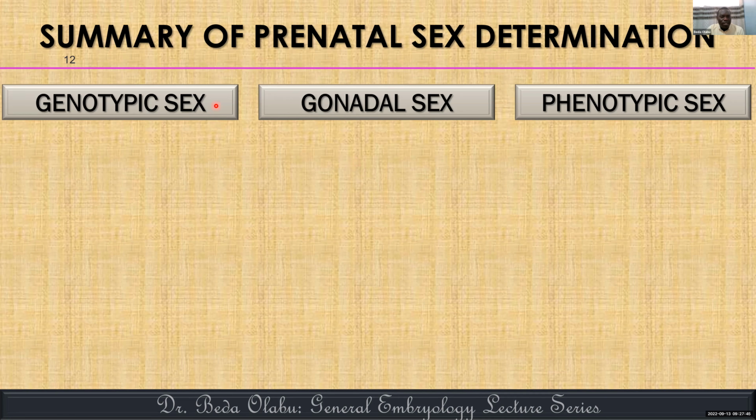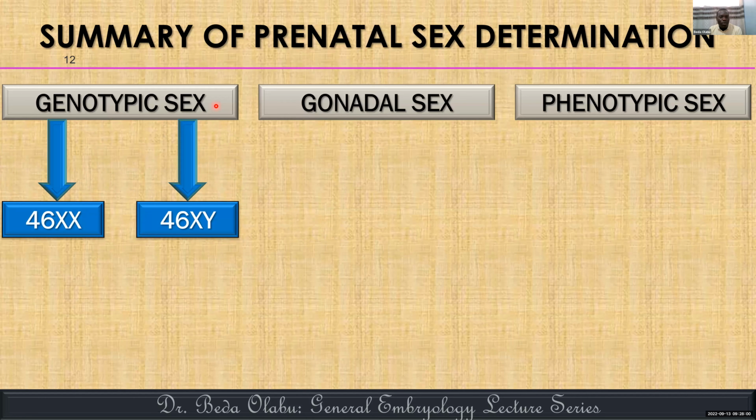The first type of sex is what we call the genotypic sex. The genotypic sex is also called the chromosomal sex. This, we just ask ourselves, which kind of sex chromosomes are present in the cells of this particular zygote or embryonic cells? So there could be 46XX, that is considered genetically female. And it could be 46XY, and that is considered genetically male.